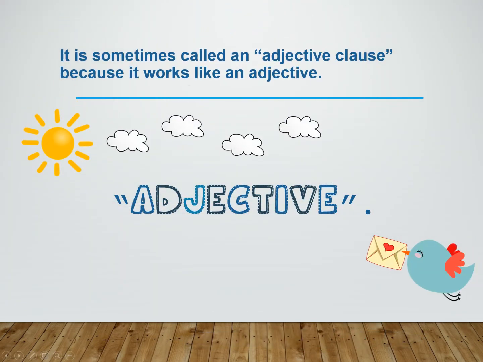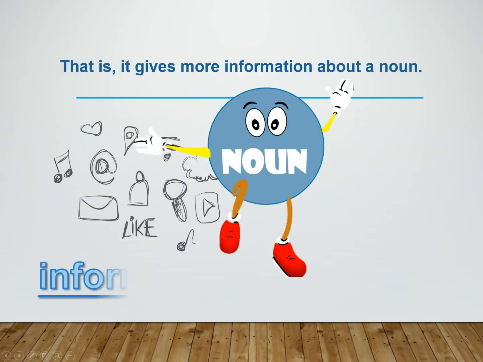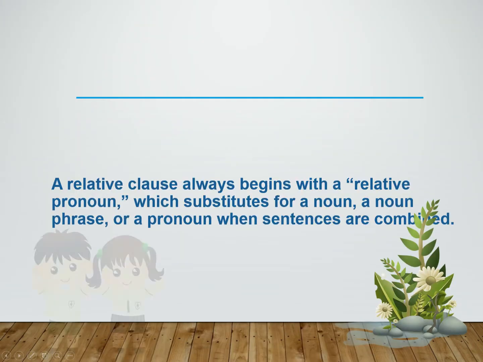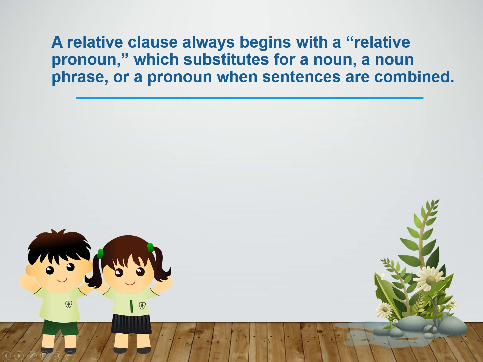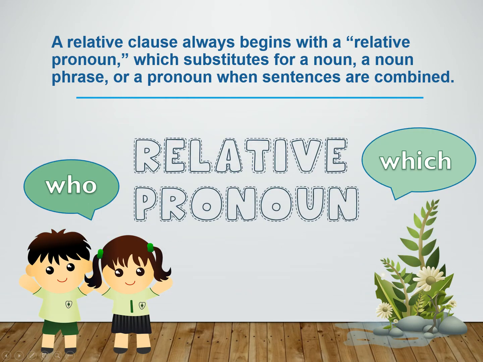It is sometimes called an adjective clause because it works like an adjective. That is, it gives more information about a noun. A relative clause always begins with a relative pronoun, which substitutes for a noun phrase, or a pronoun when sentences are combined.